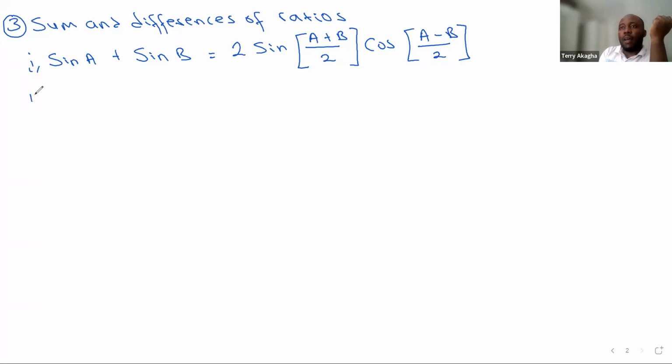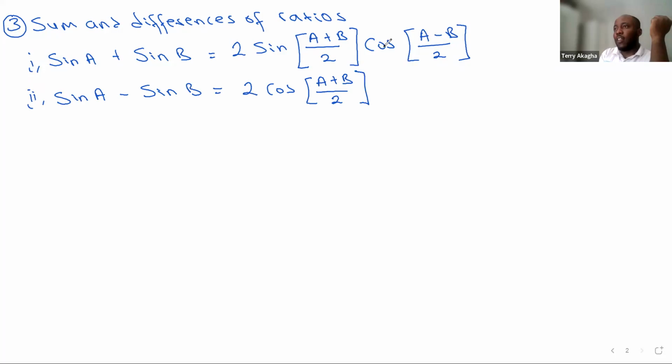All right. Now, the same thing, if we want to solve for sine A minus sine B, it's going to give us 2 cos this time. So when it's sine, if it's minus, it's going to be cosine. That is the major difference here. But the rest is going to be the same: (A plus B) over 2. And instead of having cos, it's going to be sine (A minus B) over 2.